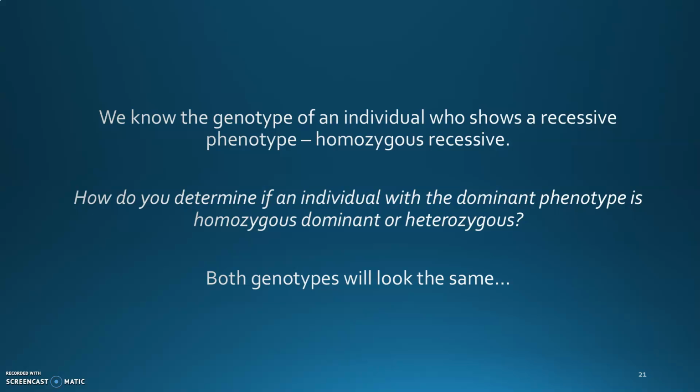And so it's easy to know the genotype of an individual who shows the recessive phenotype. Because in order to show the recessive phenotype, you know you have to have two copies of the recessive allele, or be homozygous recessive. But if you think back to those two previous examples, how would we determine if an individual that has the dominant phenotype, like the black mouse, is homozygous dominant, has two big B alleles, or if they're heterozygous, has a big B and a small b allele, because they look pretty much exactly the same? And so how do we know the genotype of an individual who has the dominant phenotype?